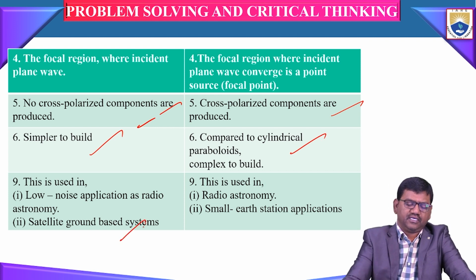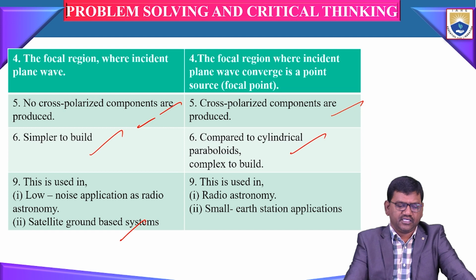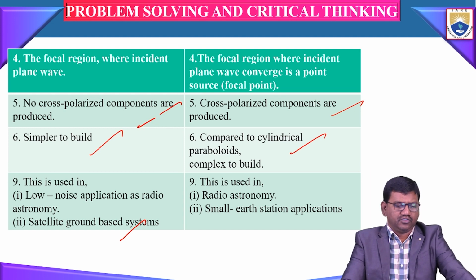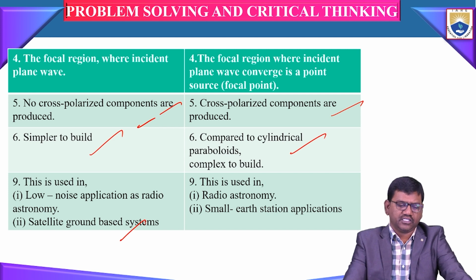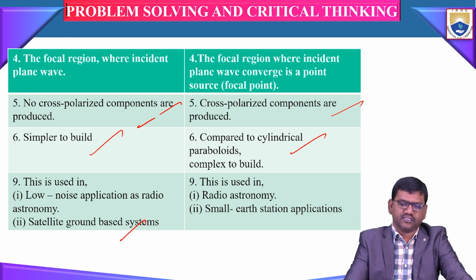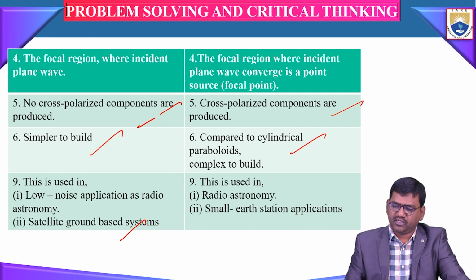And this is used for low noise applications in radio astronomy. So the cylindrical paraboloids are used for low noise applications such as radio astronomy, and also only for satellite ground based stations. And compared to cylindrical paraboloids, the spherical paraboloids can also be used for radio astronomy and for small earth station applications. So these are the major differences between the cylindrical and the spherical paraboloids.